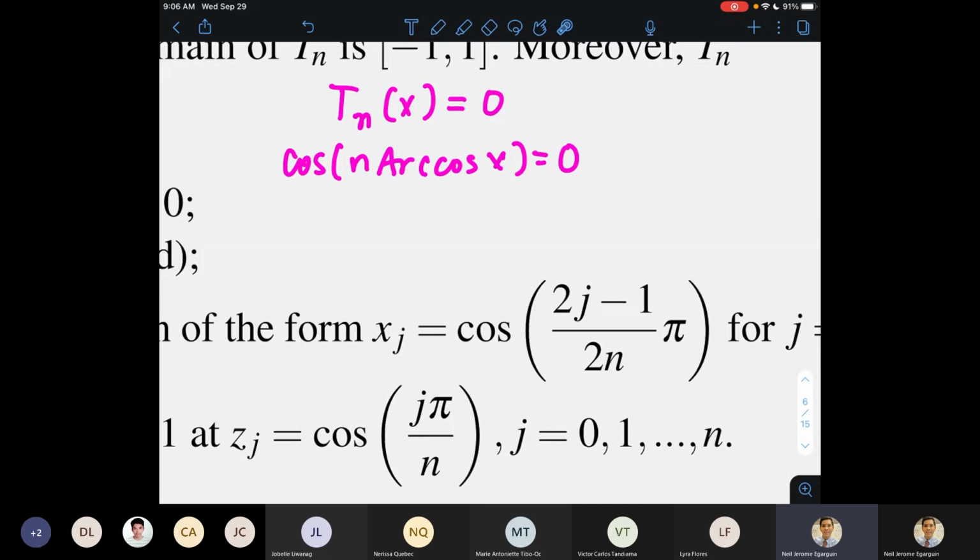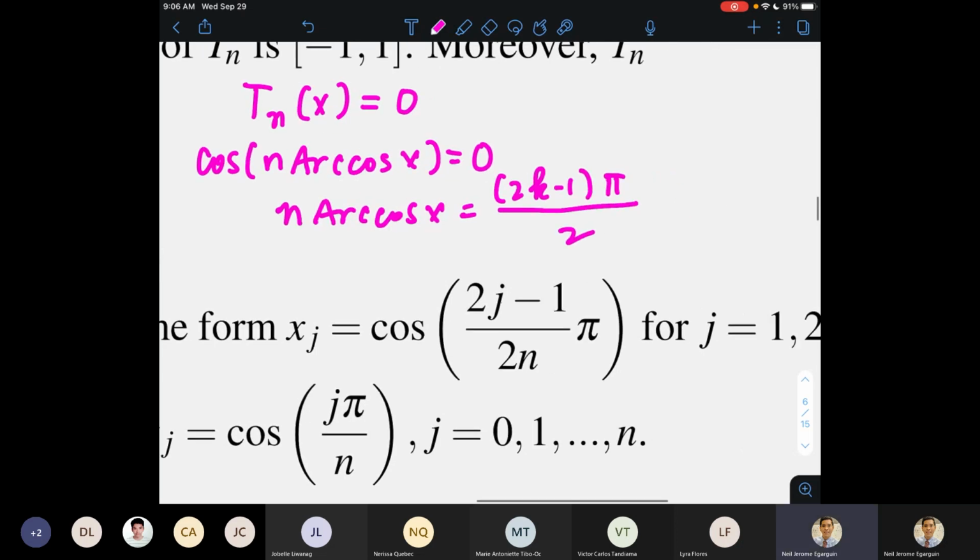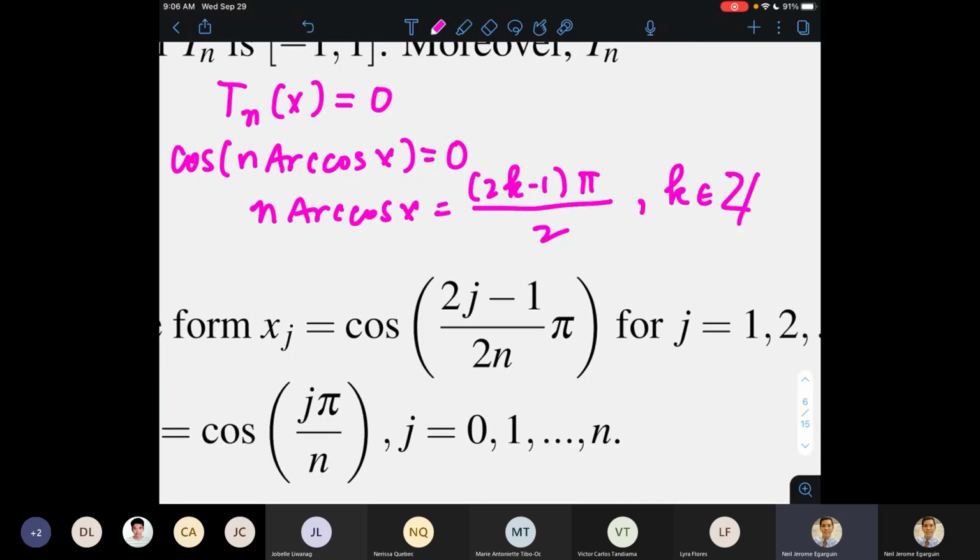Kailan nagiging 0 ang cosine? Nagiging 0 ang cosine kapag yung angle sa loob niya ay what? Nag-0 kapag odd multiple ni pi over 2, right? So the angle inside cosine should be an odd multiple of pi over 2. So pwede ko siyang isulat na 2k minus 1 pi over 2. Okay. Where k is an integer.